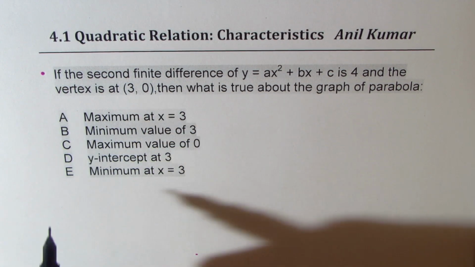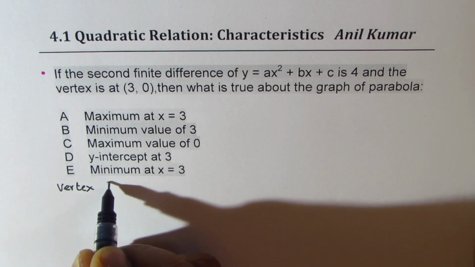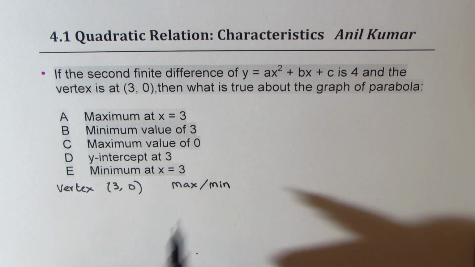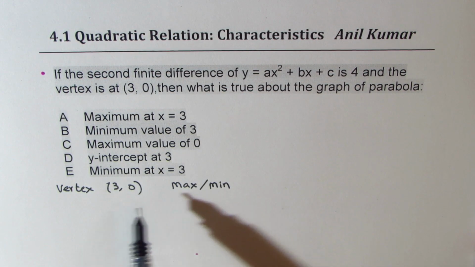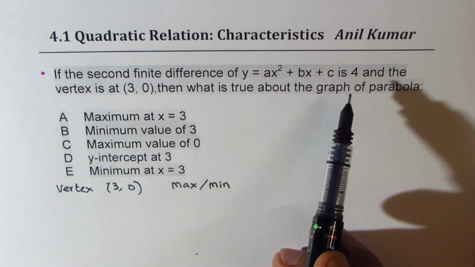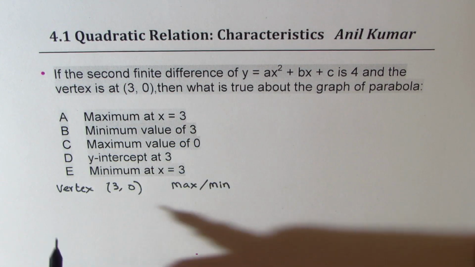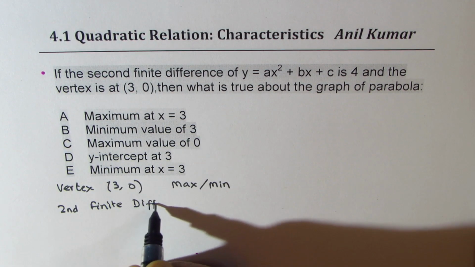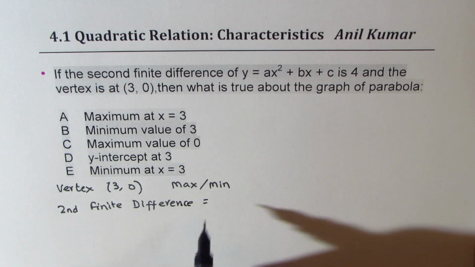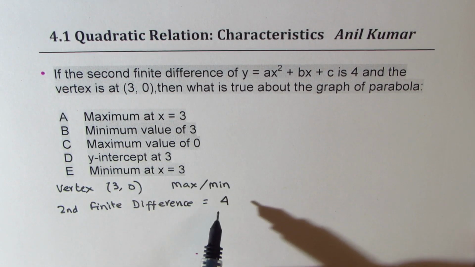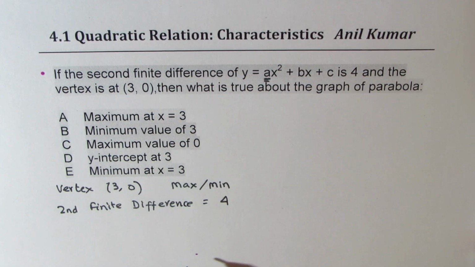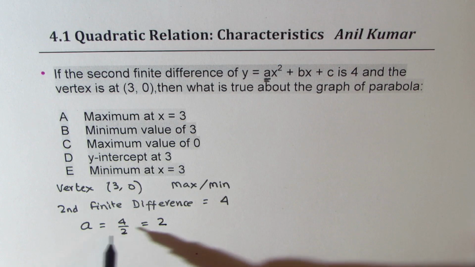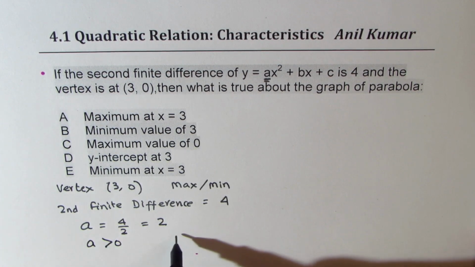Now what does it mean? We are given the vertex, which is 3, 0. Now that gives you either a maximum or a minimum, right? So it could be either. So we can find whether the graph opens up or down, then we will decide. Now we are also given that the second finite difference is 4. So second finite difference equals 4. It means what? It means that in this equation y equals ax squared plus bx plus c, the value of a is half of 4. 4 divided by 2, which is 2. So the important thing here is that a is greater than 0. It is positive, correct?